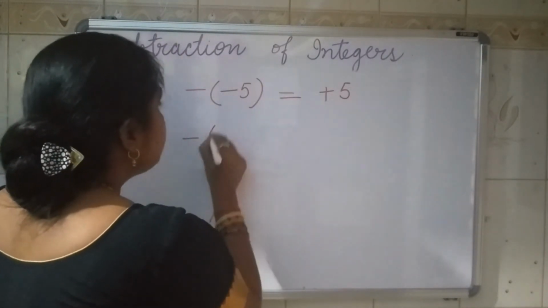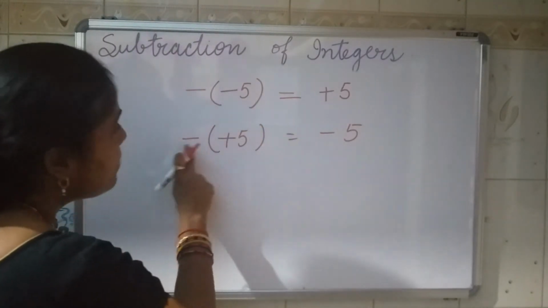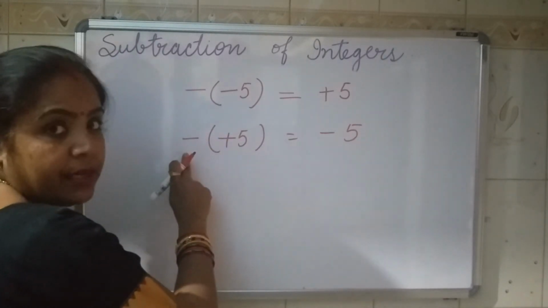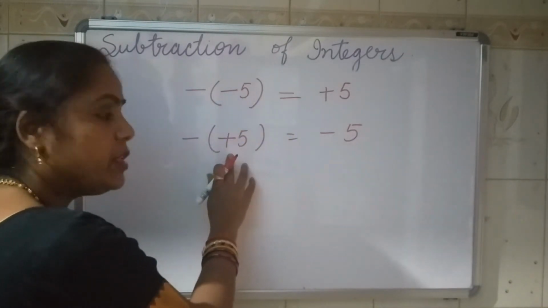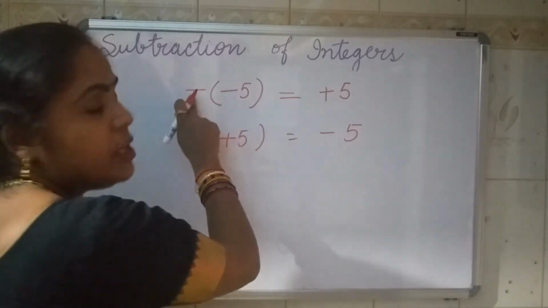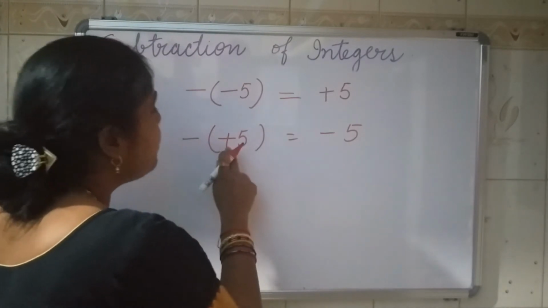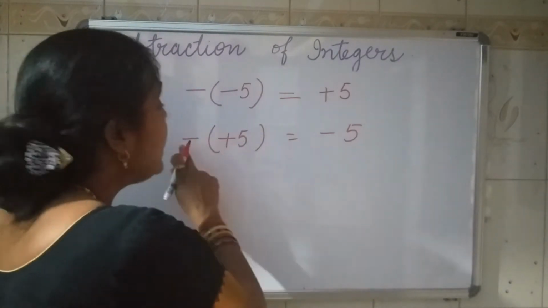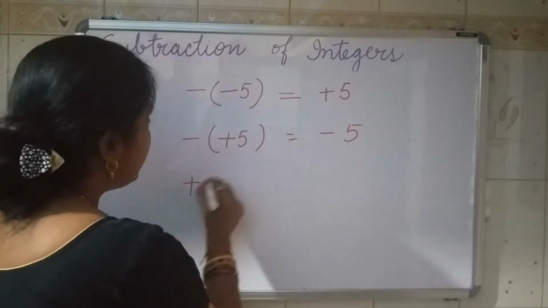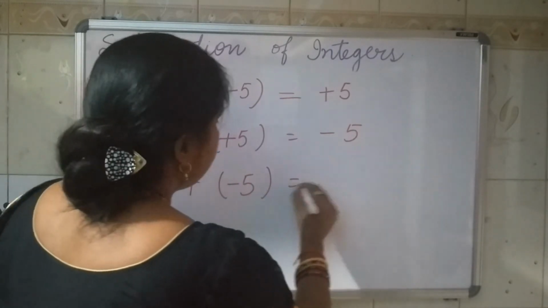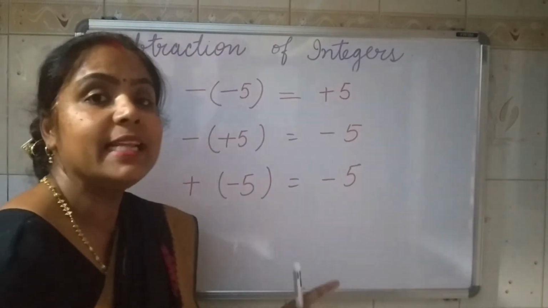If the number is plus 5, this will be minus 5. Why? Because this minus will be outside. This minus is the operation, subtraction, and this minus is the sign of the negative number, and this is the sign of a positive number. So when the negative number is going to multiply with this negative operation, it will turn to plus, and when this positive number is going to operate with the negative sign, it is going to be minus. This is clear to you? Just like that only, if it is plus, inside it is minus, this will be minus. Clear everyone?